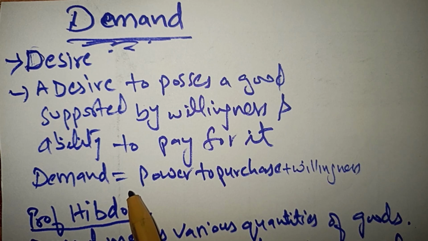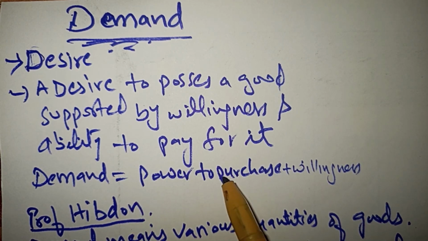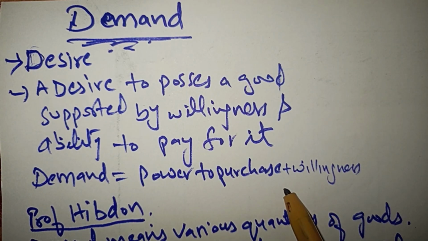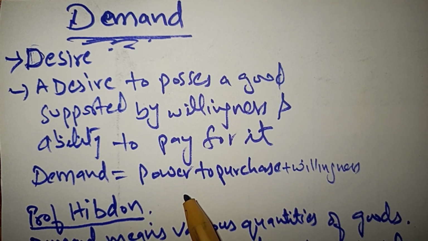And on the other side, if I have the money and I can purchase the iPhone, but I have no willingness to spend the money, I don't want to spend it, so it is also called a desire, not a demand. To make a desire a demand, there is need of money and willingness to spend the money.